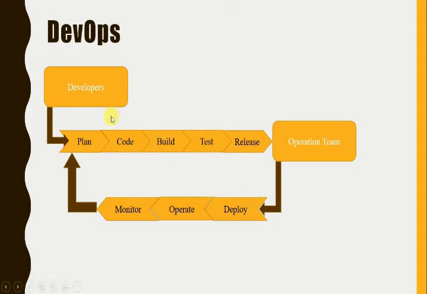The first task of the developer is planning. The plan stage includes which language to use, which feature should be added, how much time is required for it, and which task should be given priority. The second stage is coding. Then the developer starts coding the program.